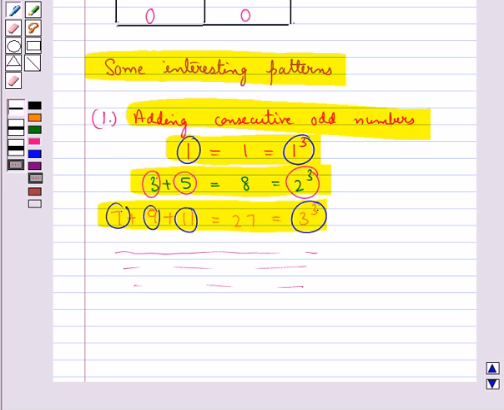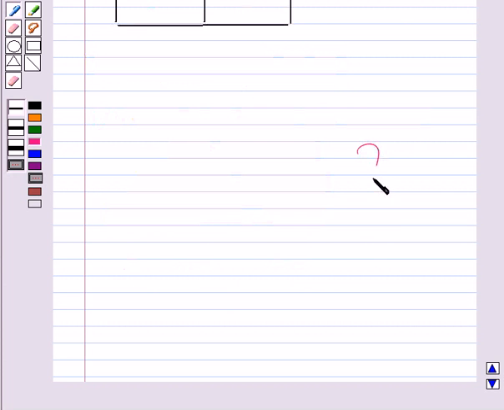So if we are asked how many consecutive odd numbers we would need to obtain the sum as 10 cube, then our answer would be 10 consecutive odd numbers. We would simply say we would need 10 consecutive odd numbers so as to get the sum as 10 cube according to this pattern.